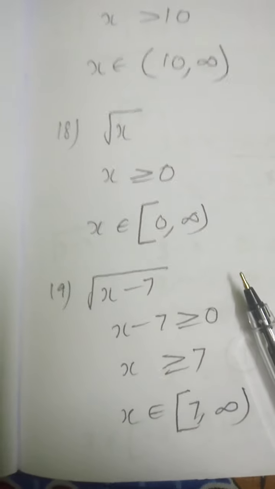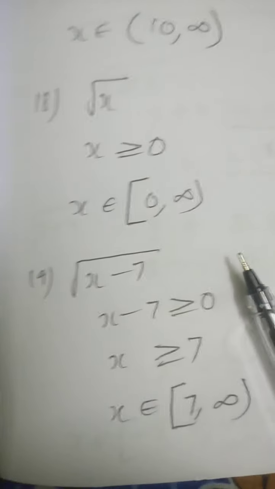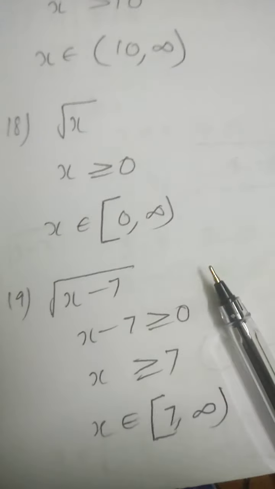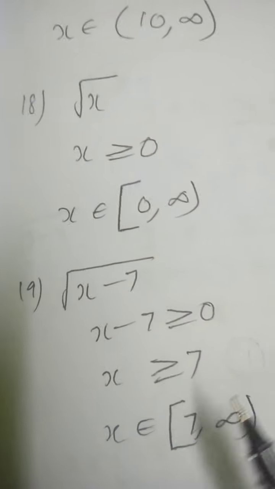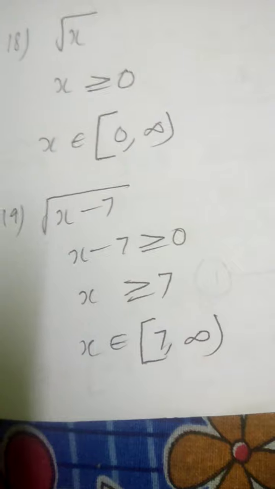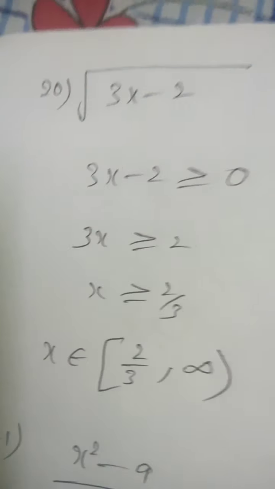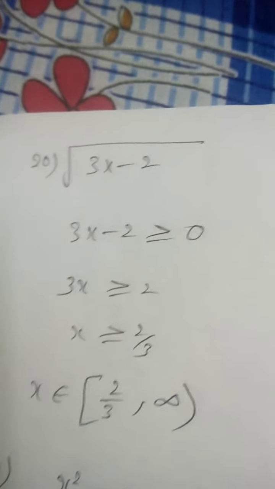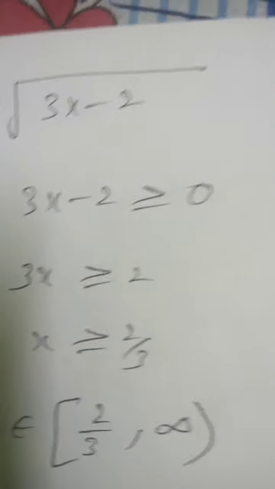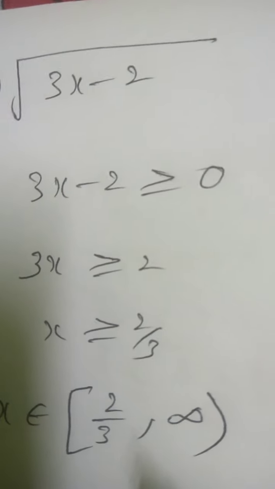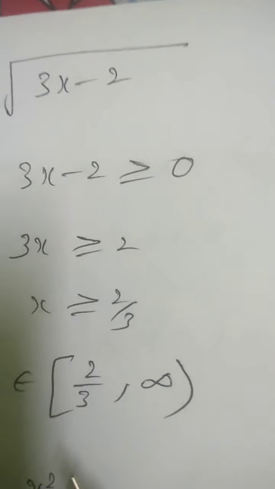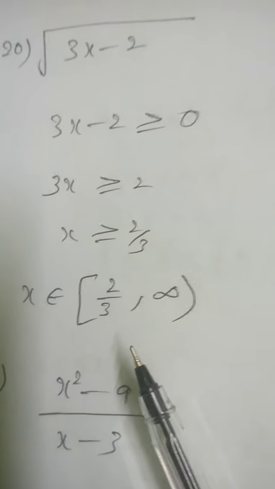So root x minus 7. Root x minus 7 means x minus 7 greater than or equal to 0. x is greater than or equal to 7. So x belongs to 7 comma infinity. Root 3x minus 2. So 3x minus 2 should be greater than or equal to 0. 3x is greater than or equal to 2. x is greater than or equal to 2 by 3. So x belongs to 2 by 3 comma infinity.